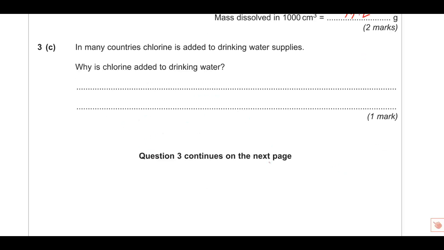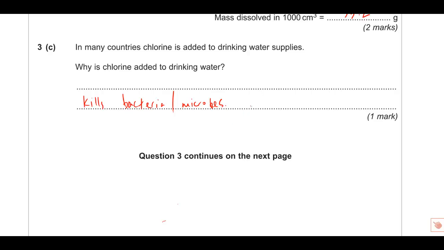Why is chlorine added to drinking water? Classic question, if you can find where the pen is. Kills bacteria. You could use microbes if you really fancy, but basically it kills bacteria.